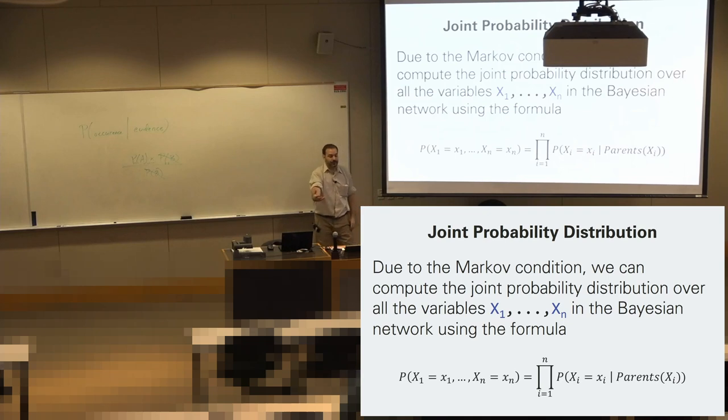This gets into a big old process. Again, we can use the naive Bayes formula, or not naive, the Bayesian network formula: given any probability that I'm asking for, it doesn't matter what it is, here is the formula of what I need to worry about.